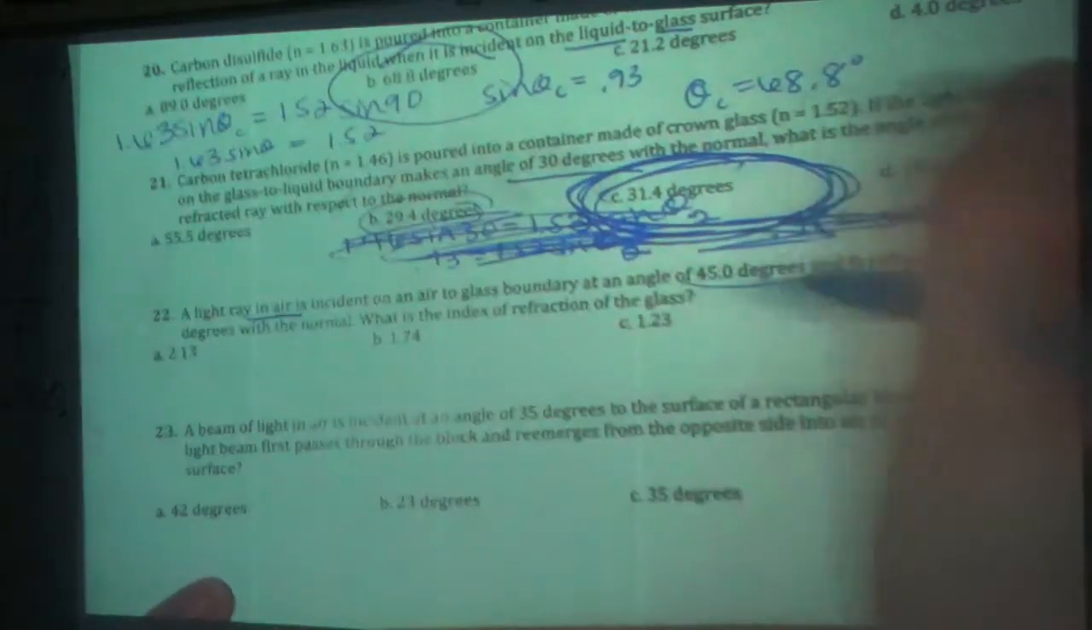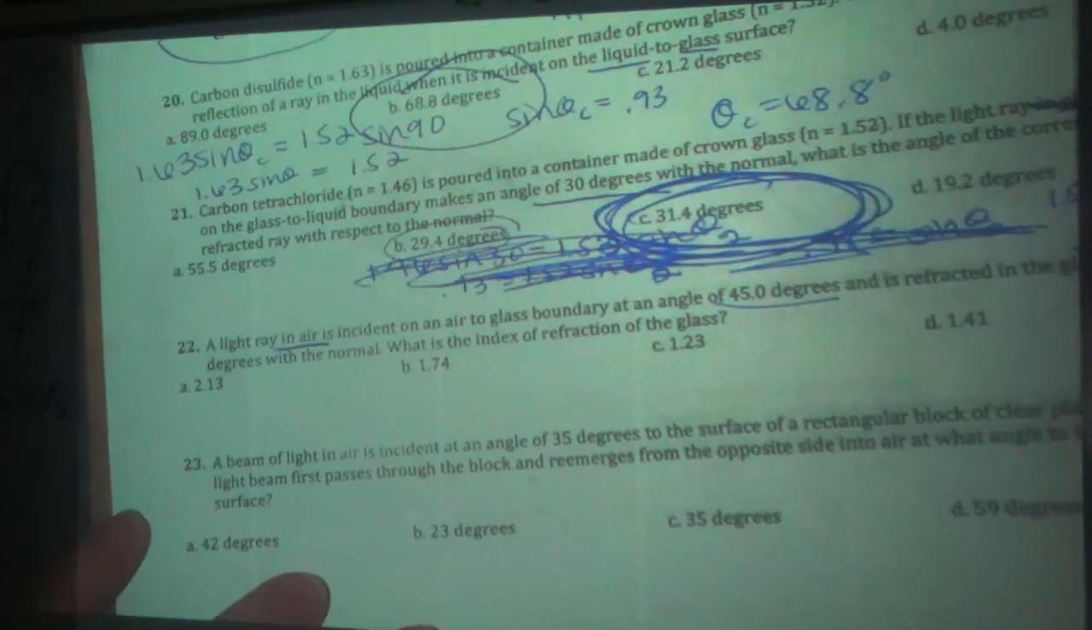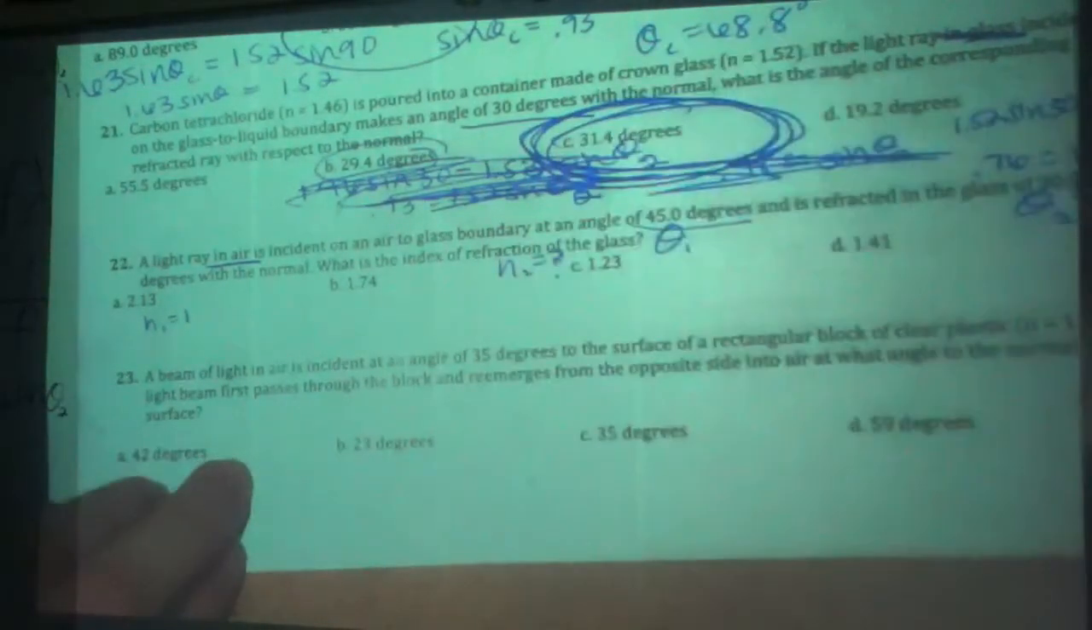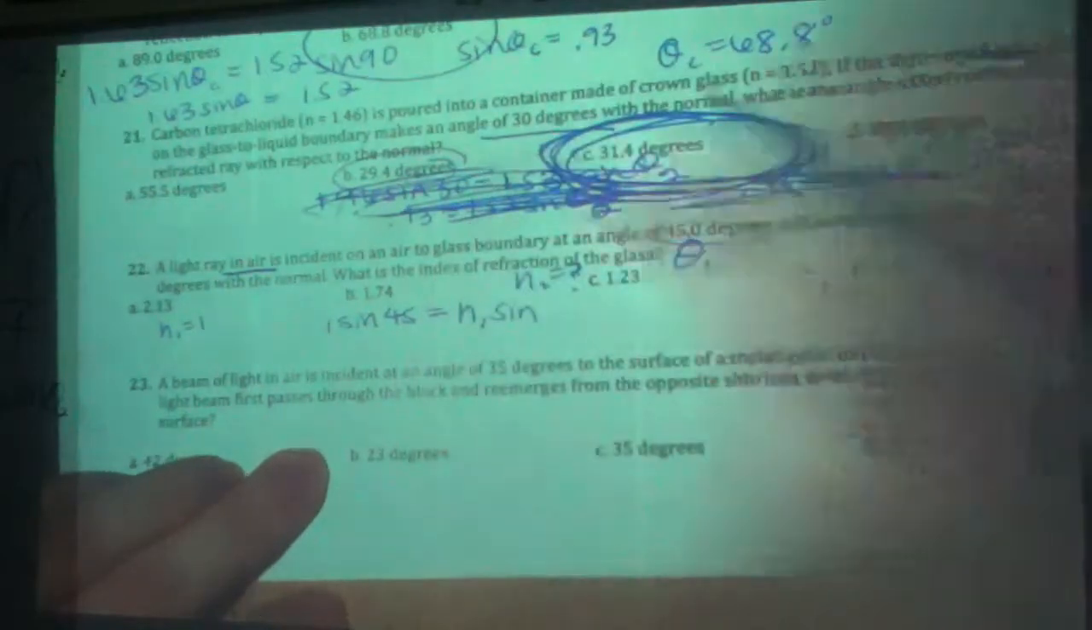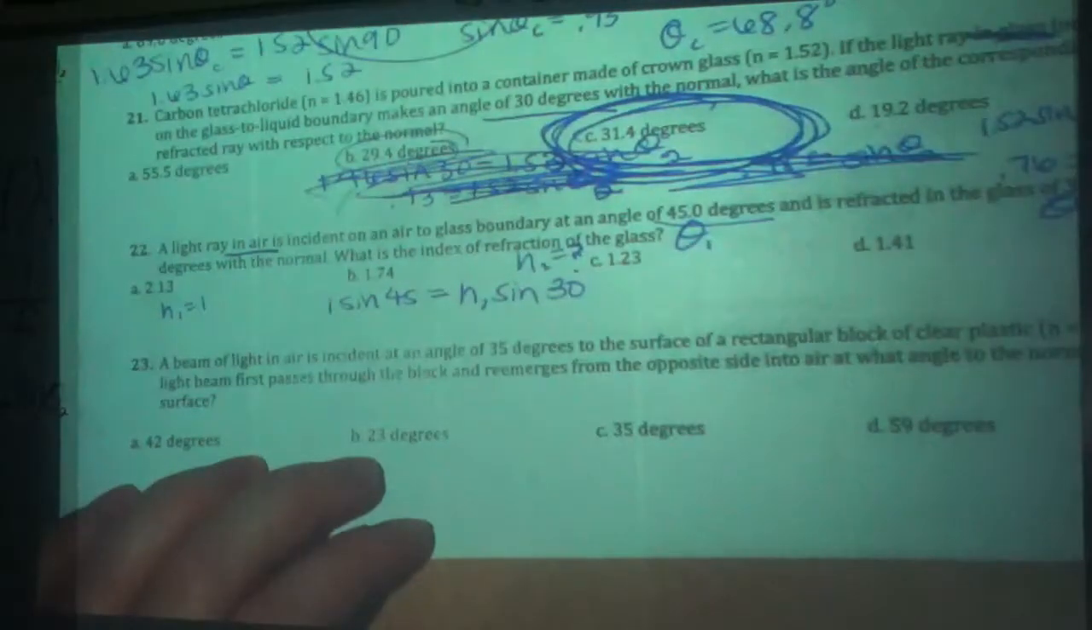The light ray in air is incident on an air to glass boundary at 45 degrees, and it's refracted in the glass at 30 degrees. What is the index of refraction of the glass? So I'm in air first, so N1 equals 1. This is my incoming angle, this is my angle of refraction, so angle 1 and angle 2. And now I'm looking, what is the angle of refraction of the second substance? So 1 sine of 45 equals N2, which I'm looking for, sine of 30. So 1 sine of 45 equals 0.707 in N2.